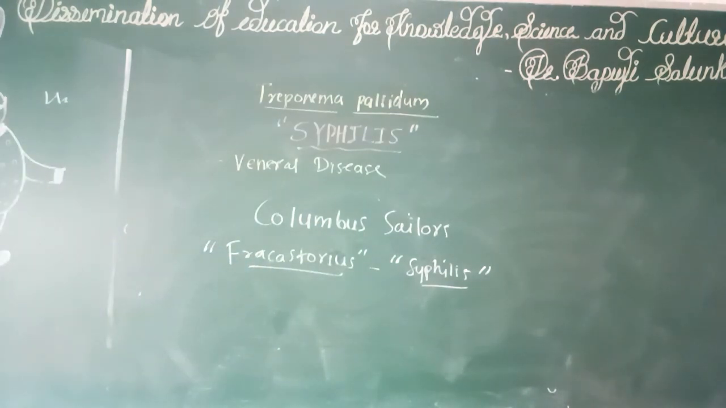Now specific antigen is again divided into two types: first, group specific antigen, and second, species specific antigen. So there are two types of antigens found in Treponema pallidum.